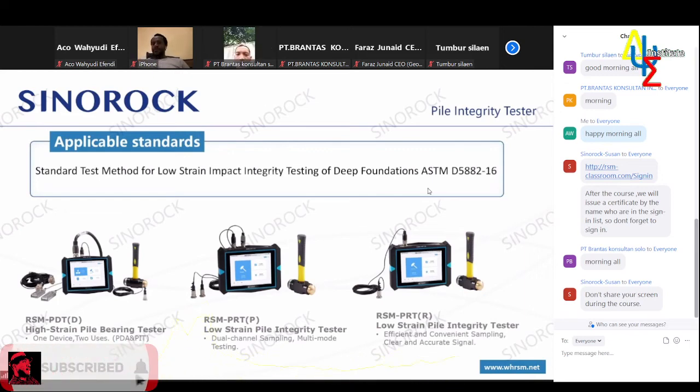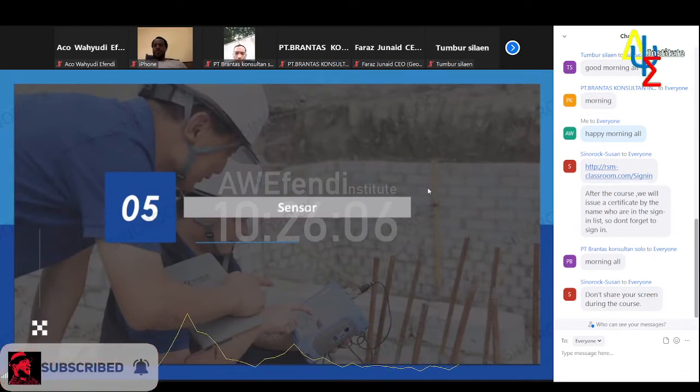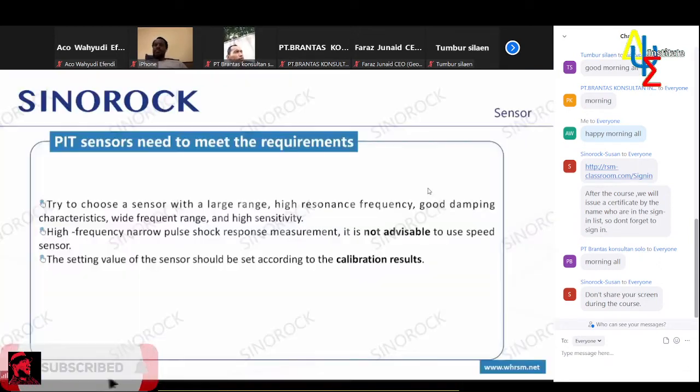The RSMPRT-P low-strain pile integrity tester with dual channel is in the middle, and a single channel. The RSMPRT-R low-strain pile integrity tester is on the right. What types of sensors are common in low-strain testing? What are the requirements for sensors in low-strain testing?